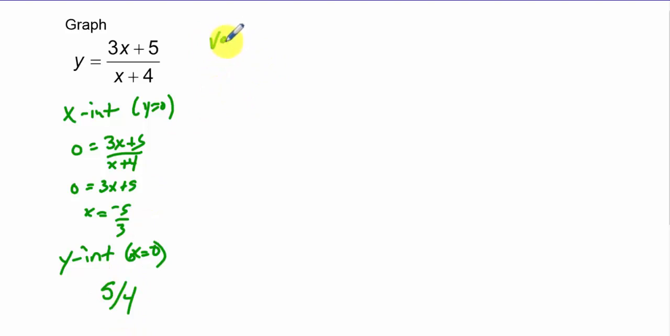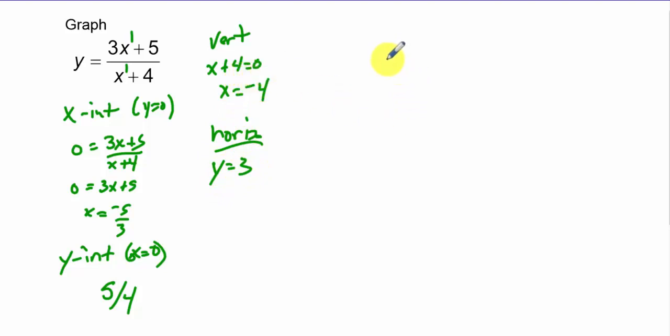Vertical asymptotes, set the denominator equal to 0, because we want to know when that equals 0, and we get -4. And a horizontal asymptote, we've got to check the degrees. They're matching. So in this case, divide the leading coefficients, and y is equal to 3.